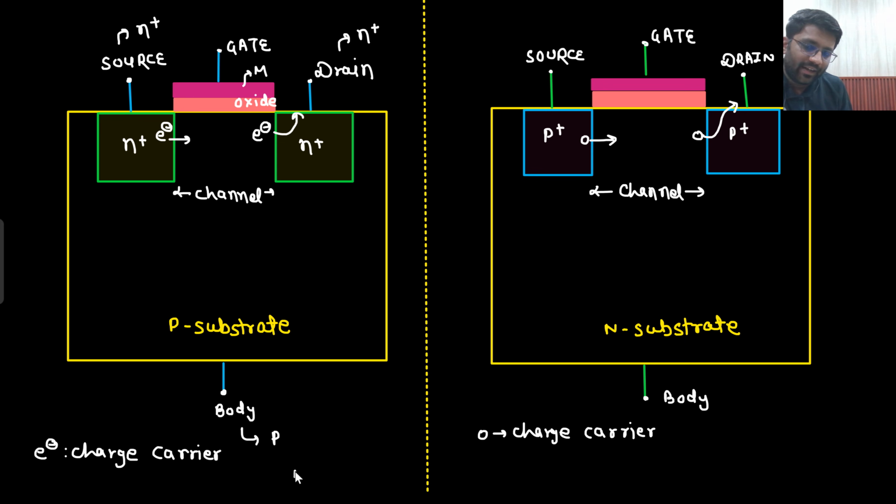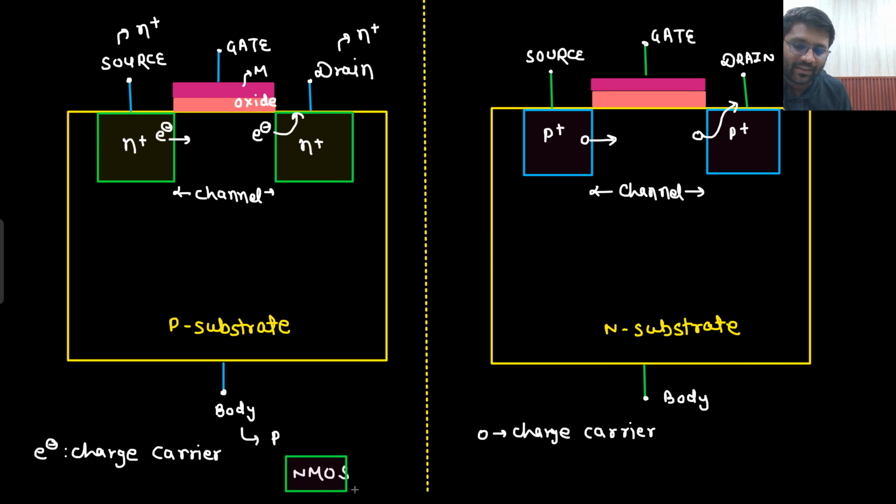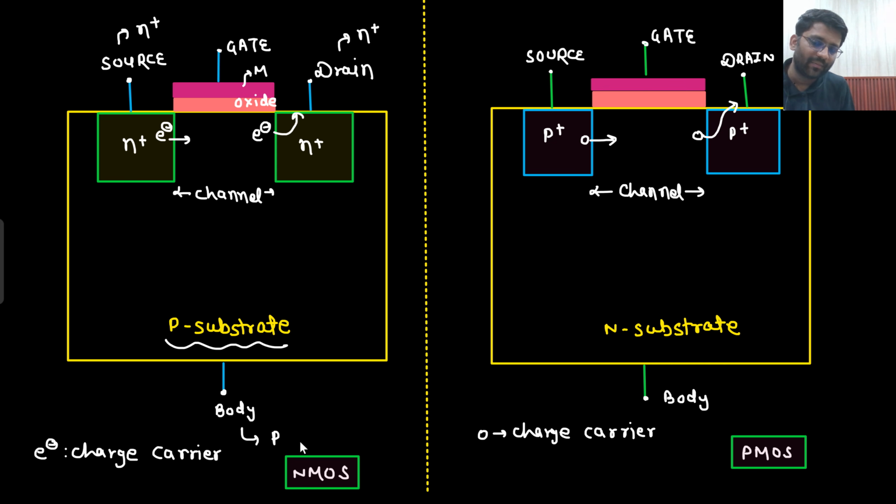So this is known as NMOS. The name is NMOS. Why is it NMOS? N stands for electron. P-type substrate, but the name is NMOS. N-type substrate, the name will be PMOS, P-channel MOSFET. What is the meaning of PMOS? P-channel MOSFET. So here I can write down the full name, N-channel MOSFET.